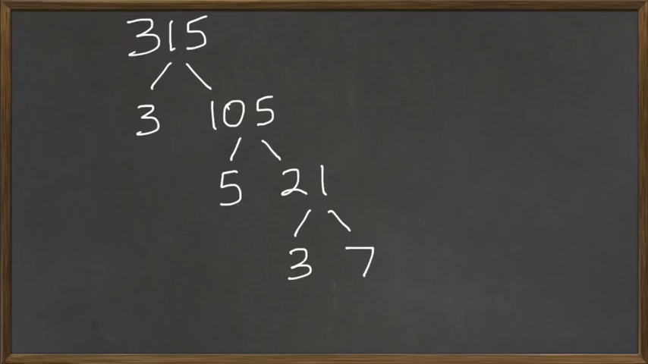3 and 7, I can't factor those anymore if I tried, right? Like 7 would just be 7 and 1. And we don't want to multiply by 1. That's already prime there. So we look at our end factorizations: 3, 5, 3, and 7. We'd say that the prime factorization of 315 is 3 times 5 times 3 times 7.